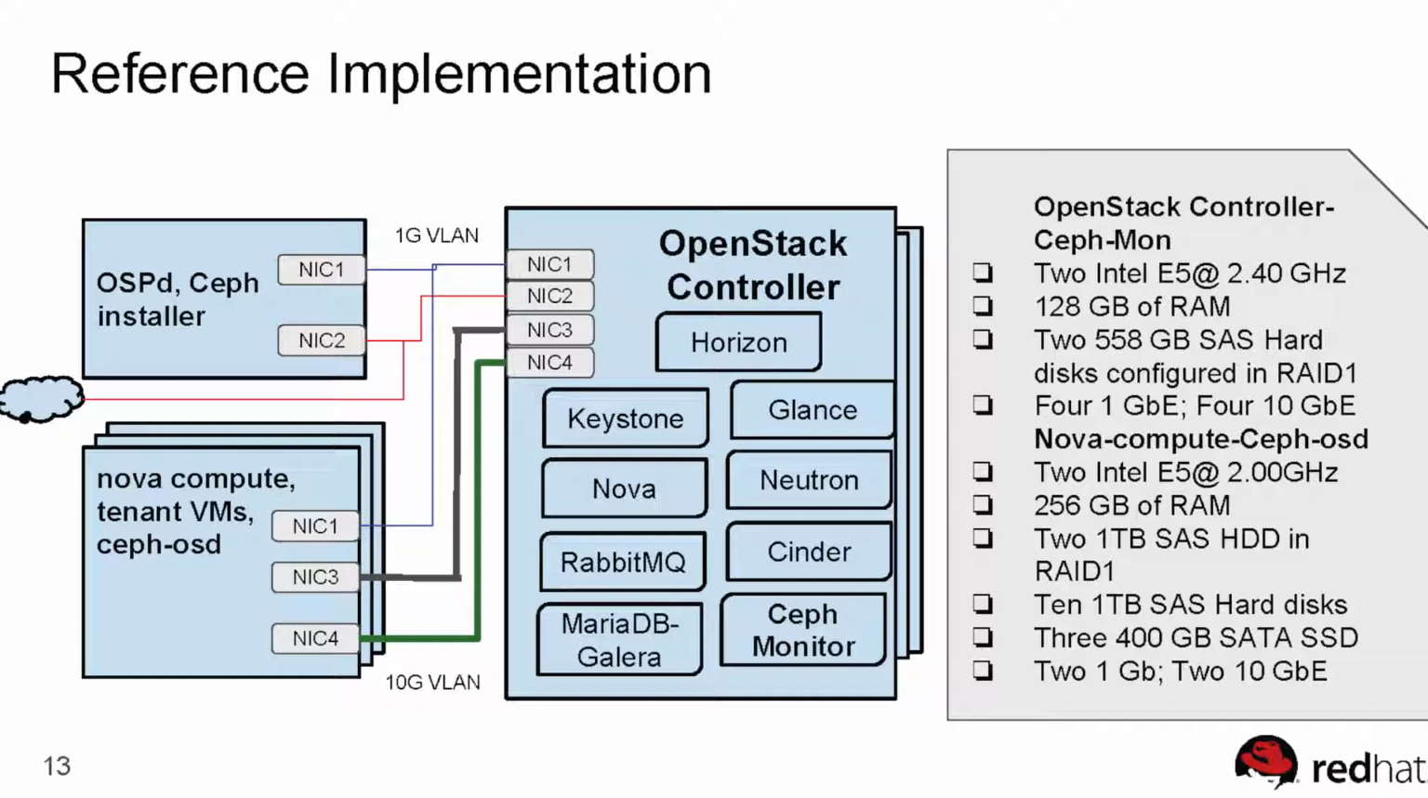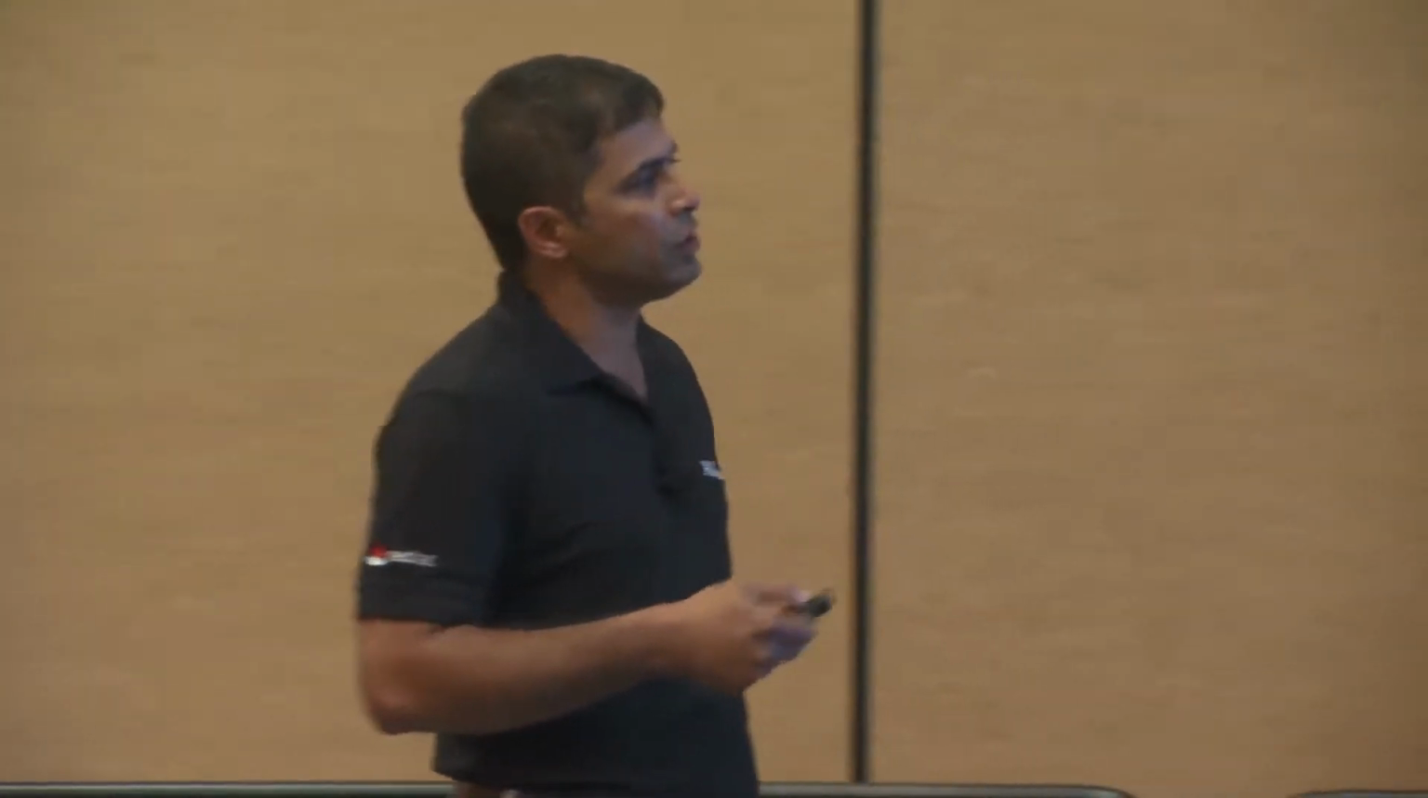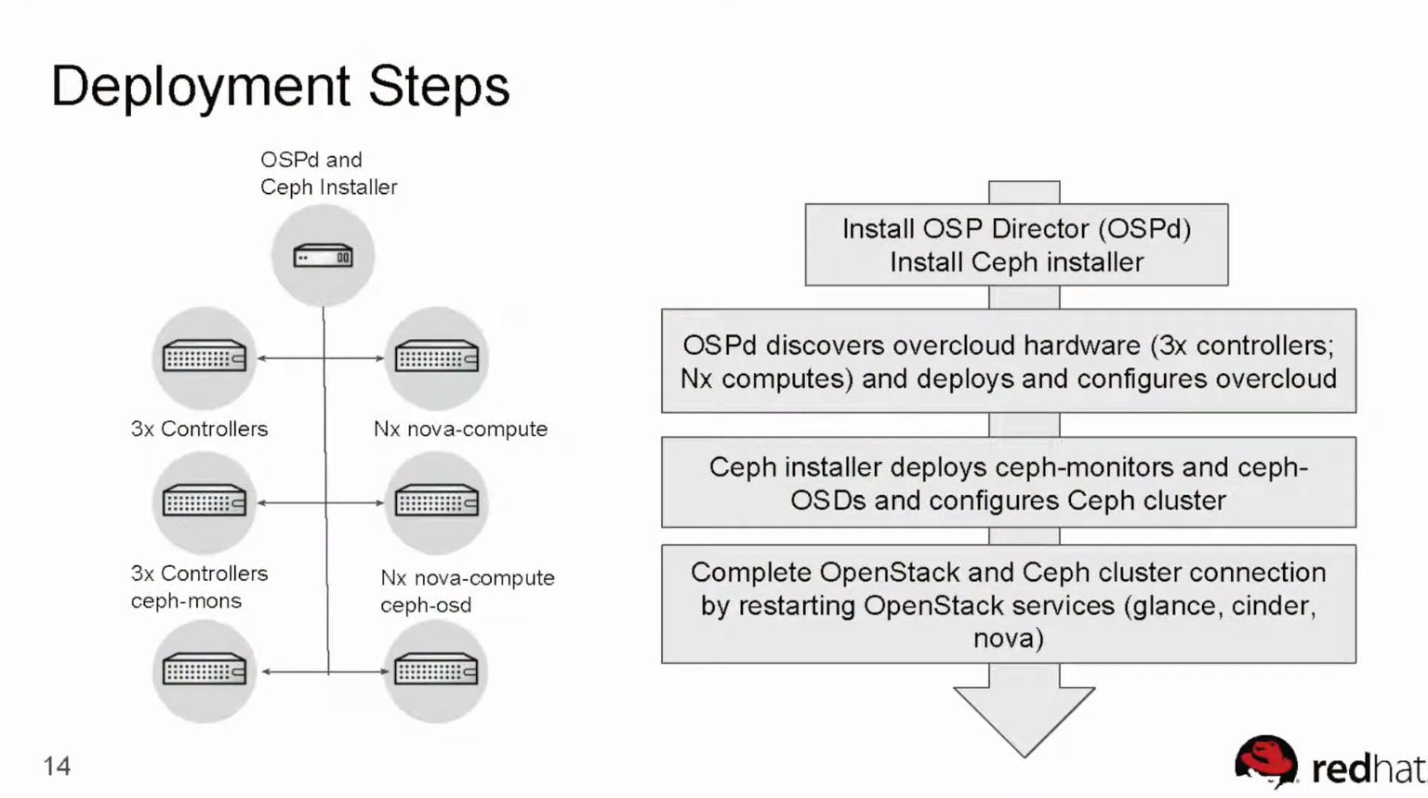And then you have the hyperconverged node, or the data plane, as I call it, where you have the compute node, tenant VMs, and Ceph OSDs, hyperconverged on this node. And then you have another node here, which has the OSP director and the Ceph installer. They're connected by some networks. At a high level, you need a network for Ceph traffic, a network for VM traffic, and then a management and provisioning network. I won't go into too much detail because of the lack of time, but that's approximately what it looks like, and those are the specifications of what we used for this setup.